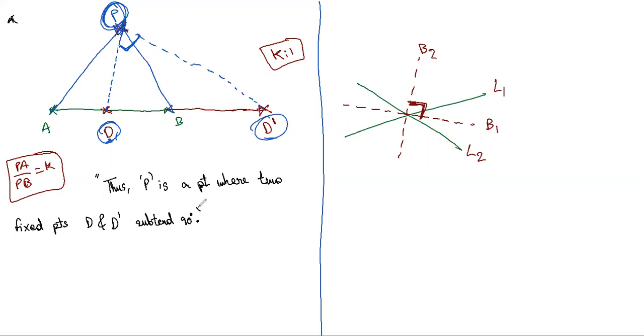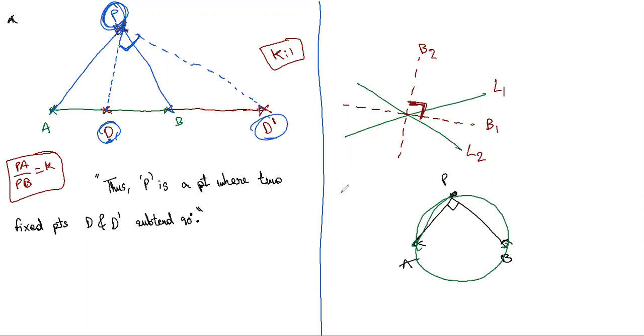If you remember, what is the locus of a point where two fixed points subtend 90 degrees? This was the first question in the last class. If I say that two fixed points are subtending 90 degrees at a variable point P, what is the locus of the point P? किसी को याद है? A circle with A and B as the ends of diameter. Very good. It is nothing but the circle with A and B as the ends of diameter.